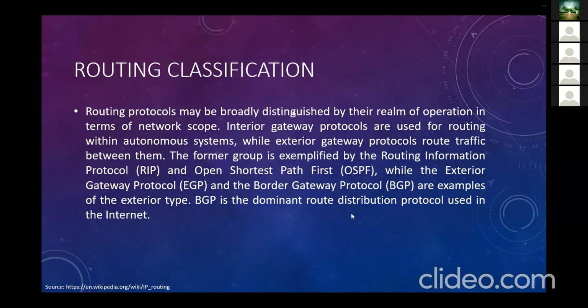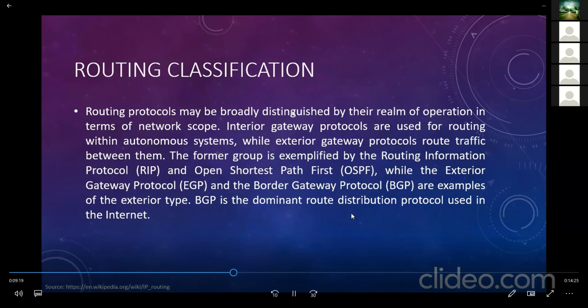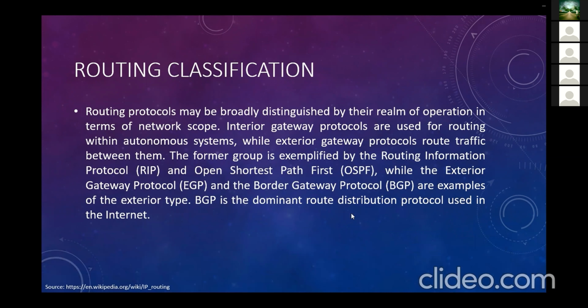Routing protocols may be broadly distinguished by their realm of operation. In terms of network, interior gateway protocols are used for routing within an autonomous system, while exterior gateway protocols route traffic between them. The former group is exemplified by Routing Information Protocol, or RIP, and Open Shortest Path First, while the Border Gateway Protocol is an example of the exterior type.